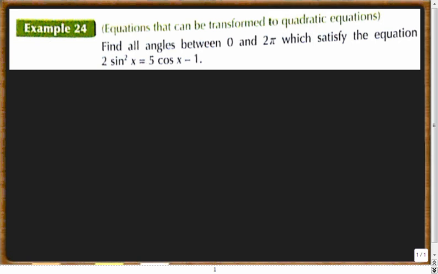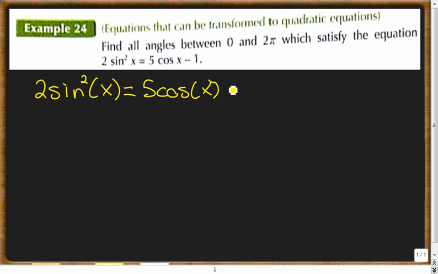Okay. Example 24 wants us to find all angles between 0 and 2 pi which satisfy the equation 2 sine squared of x equals 5 cosine of x minus 1. So now this becomes a little bit more complex. We have a squared function and a regular function.